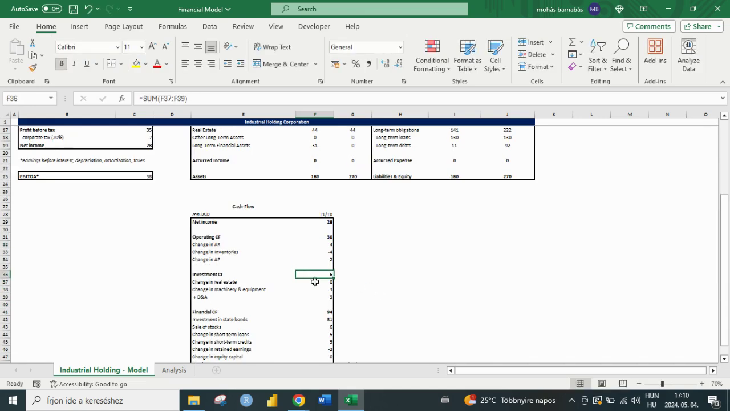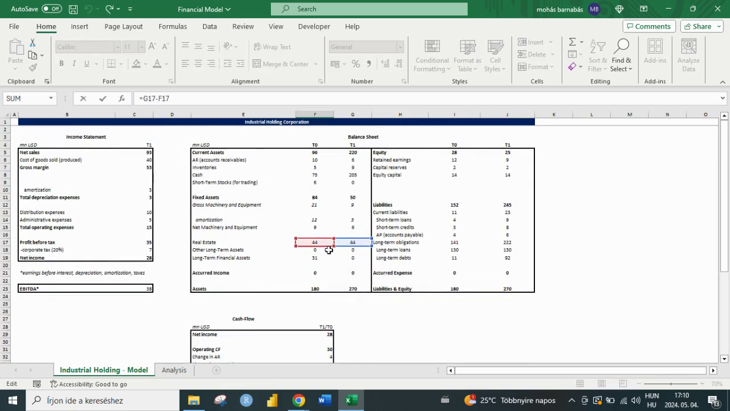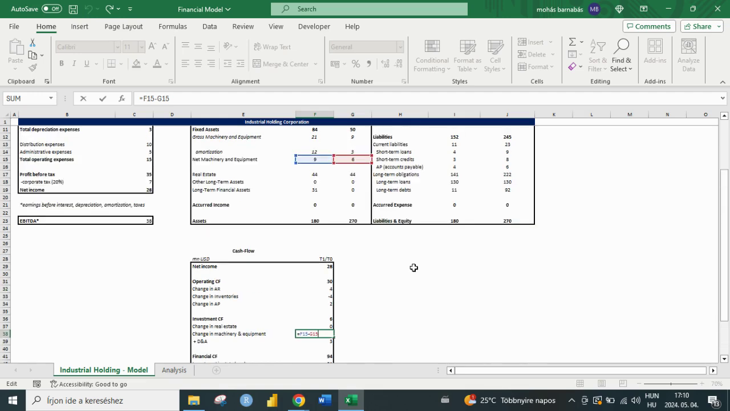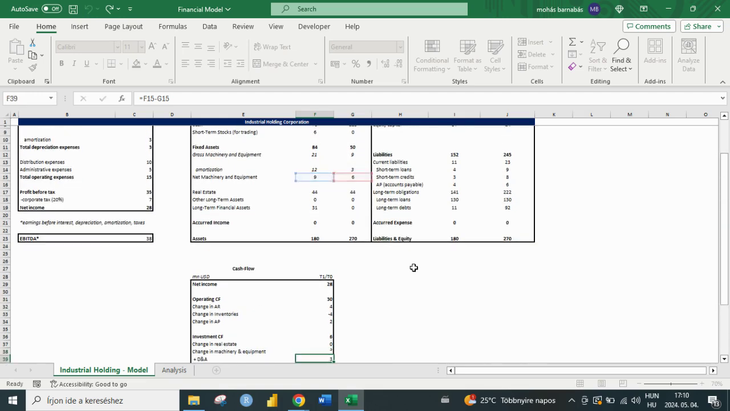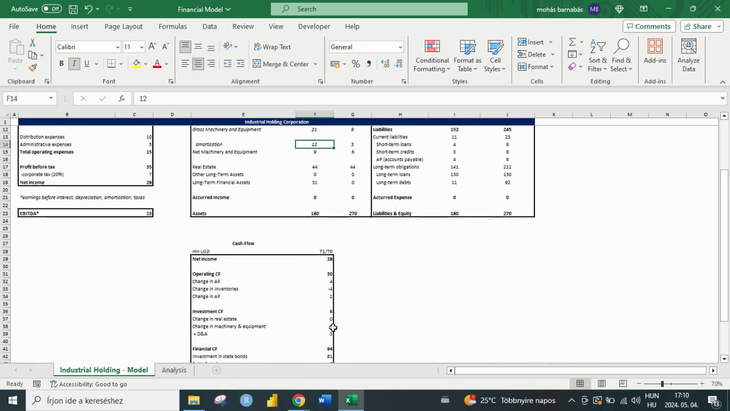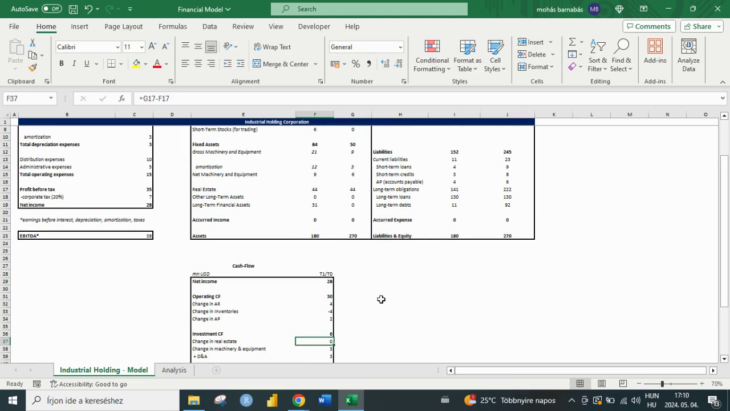Let's go a little bit further now concerning the investment cash flow. Here we can see that the real estate level or value of the company did not change, and only the machinery and the equipment part changed. It actually decreased a little bit, by 3 million. And if we add up the D&A, the depreciation and amortization, altogether we get a value of 6.